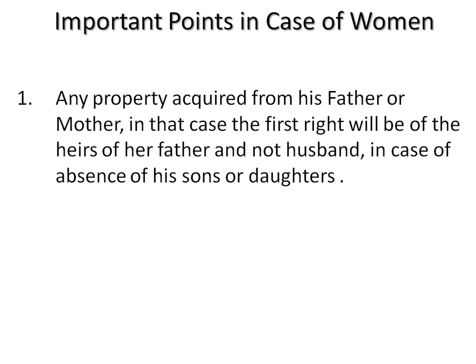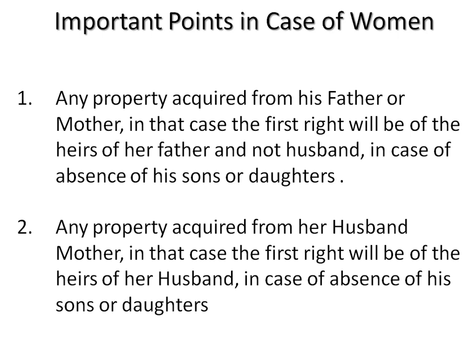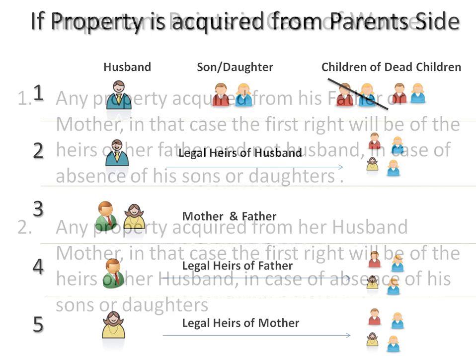This is true only for the property which is acquired from father or mother. If it is acquired by her husband or by herself, then the first right will be of her husband's heirs, in case there is no son or daughter. I hope this point is clear for you. We will see an example on this.